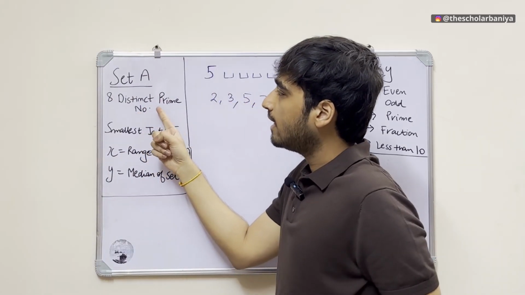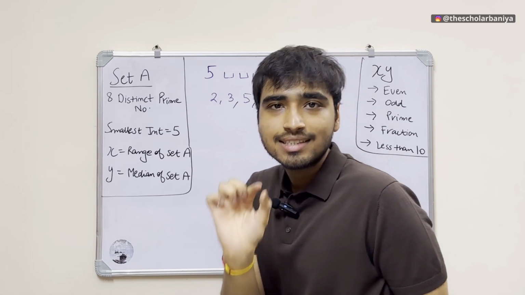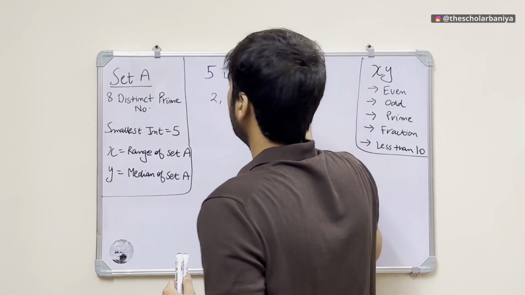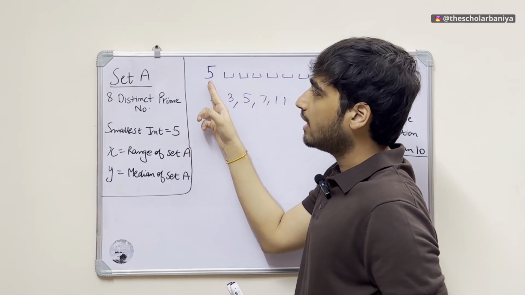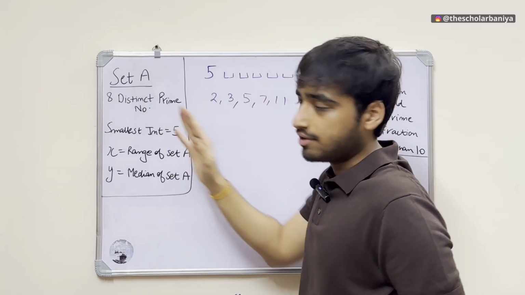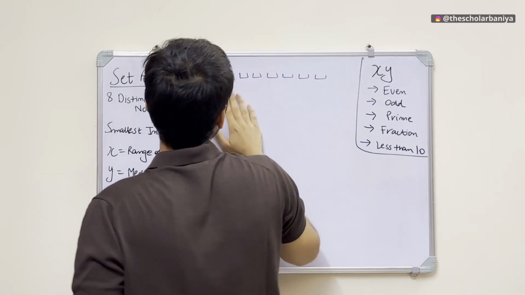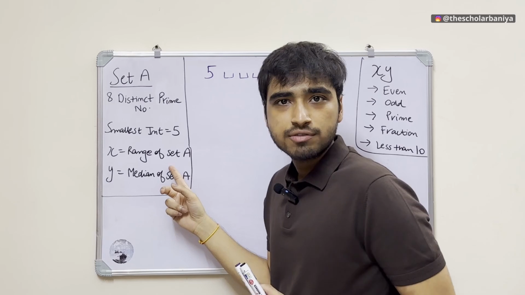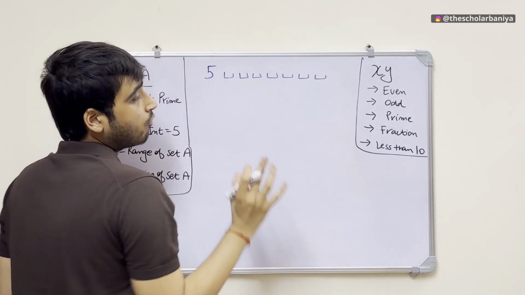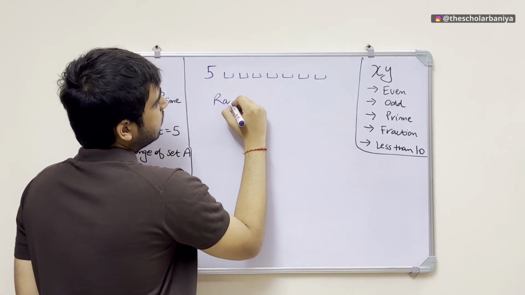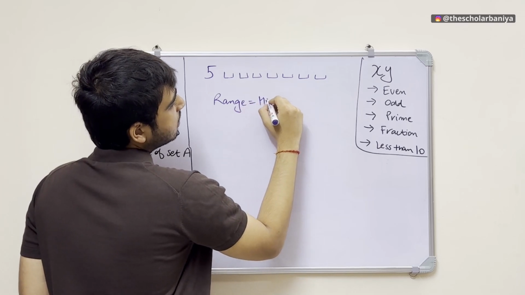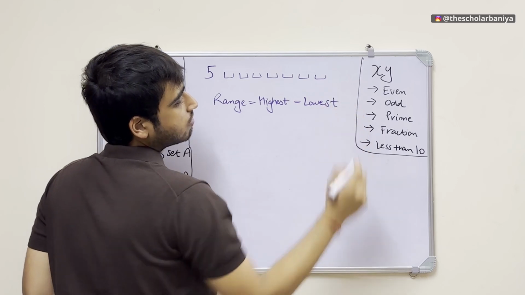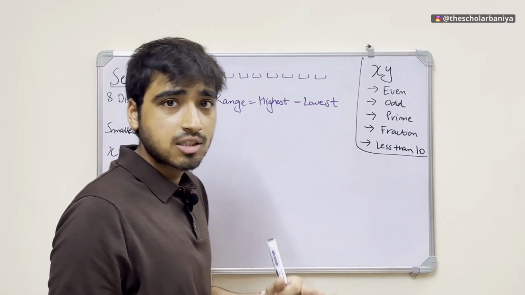We have been told that these 8 numbers are distinct, meaning unique or different prime numbers, and the smallest one is 5. So we have written this 5 over here on the left side. Now, tell me one thing. X is the range of set A. So what is range? Range means highest minus lowest.